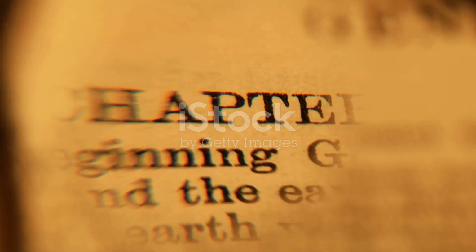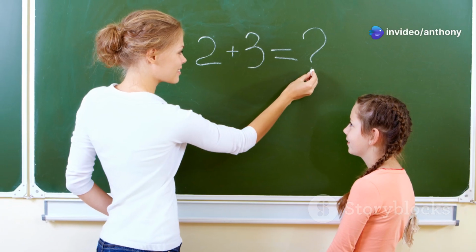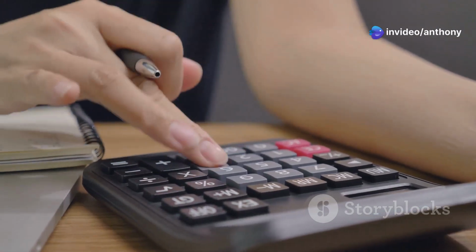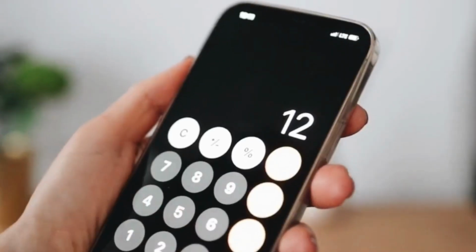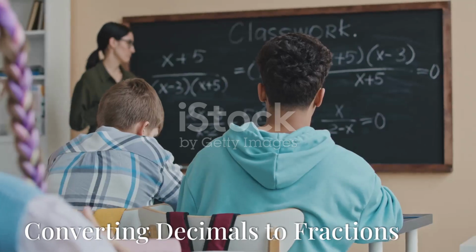Chapter 5. Converting fractions to decimals. Let's convert the fraction 3/5 into a decimal. To do this, we simply divide the numerator 3 by the denominator 5. 3 divided by 5 equals 0.6. Pretty straightforward, right?